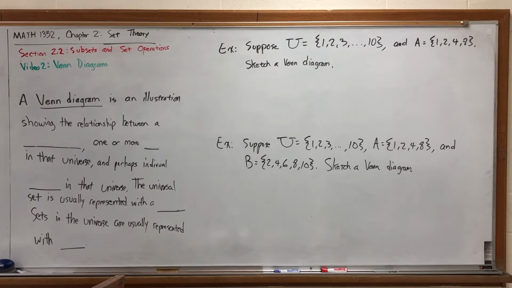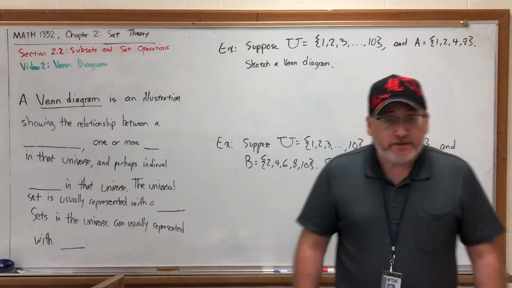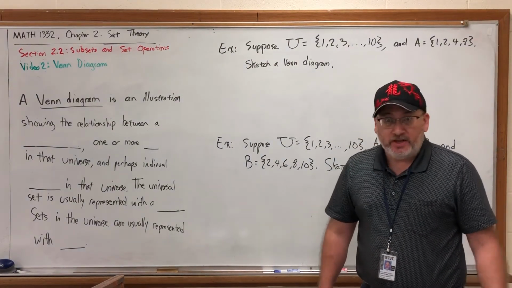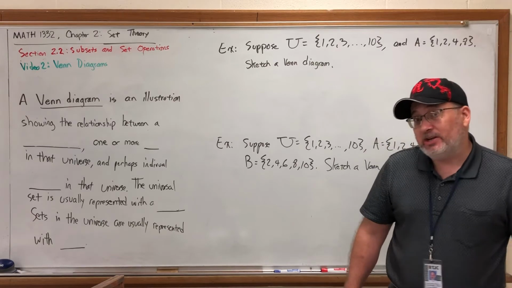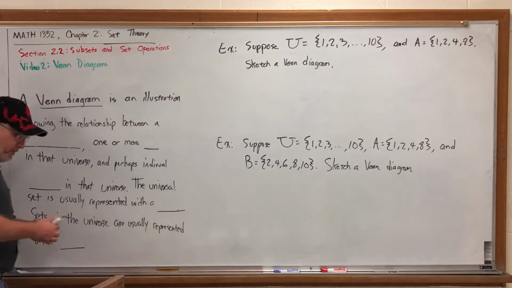Math 1332, Chapter 2, Set Theory, Section 2.2, Subsets and Set Operations, Video 2, Venn Diagrams. In the previous video, we defined what a universal set was. In this video, we're going to show how to sketch a picture of a universal set and some of the sets and elements contained within it. Such a picture is called a Venn diagram.